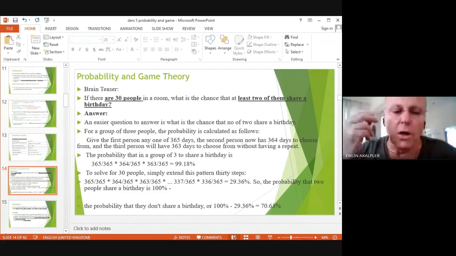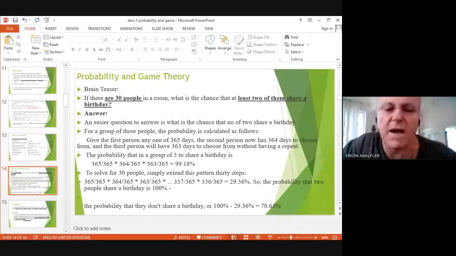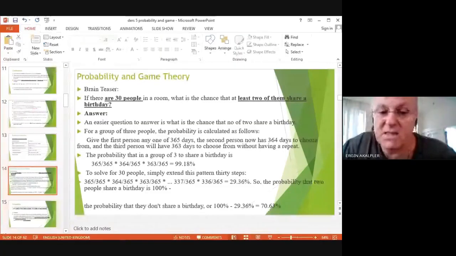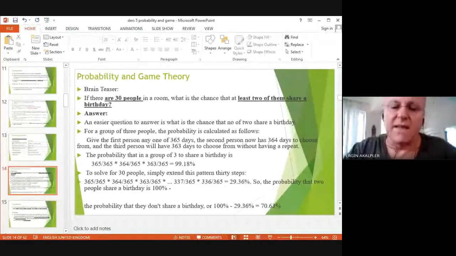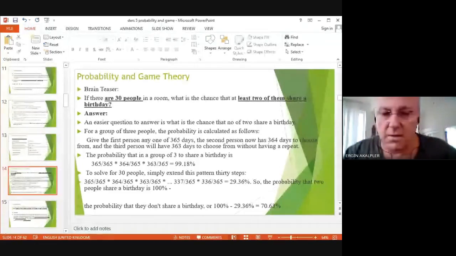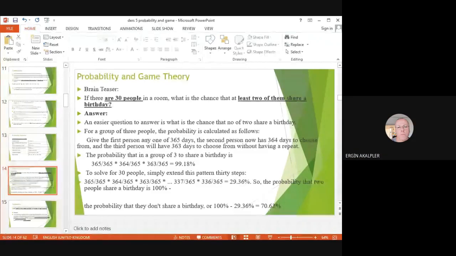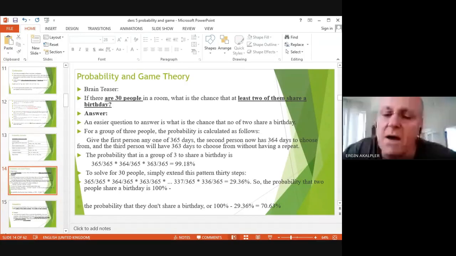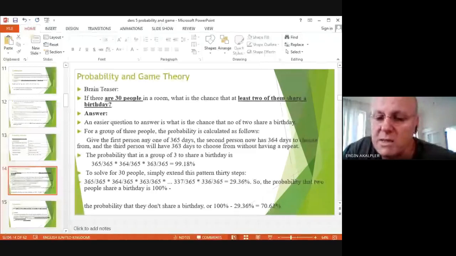Therefore, 365 divided by 365, multiplied by 365 divided by 365, multiplied by 365 divided by 365. It goes like this: 337 divided by 365, and then 336 divided by 365, because you are reducing one day for every next person, and at the end you will have 29.36 percent for the probability of these two possibilities. You understand?